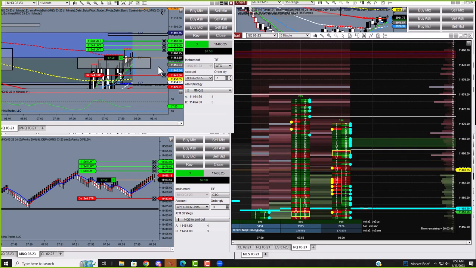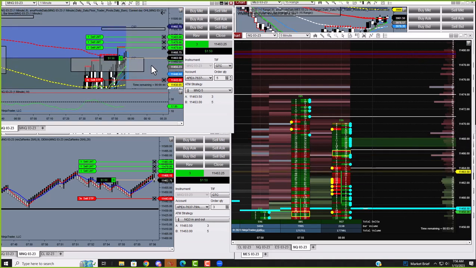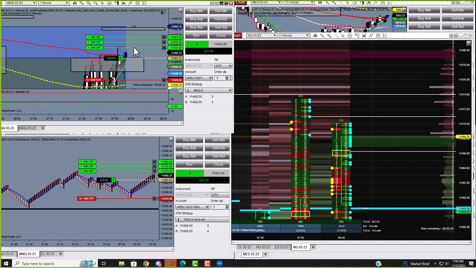This may whipsaw around a little bit. I don't like all these wicks, man. There's just too much garbage going on in the market. Too many people are trying to short this, and the institutions are long. The sharks are long.